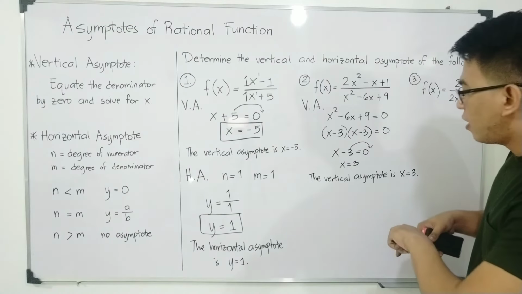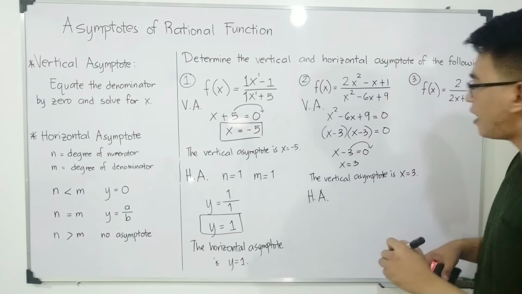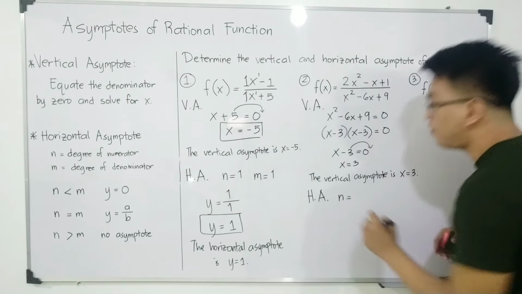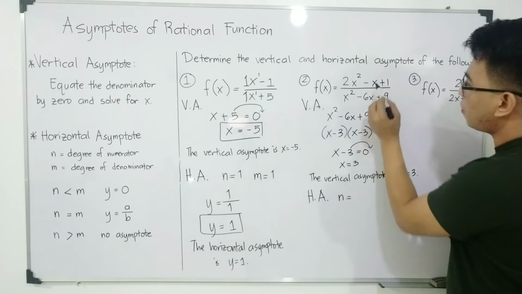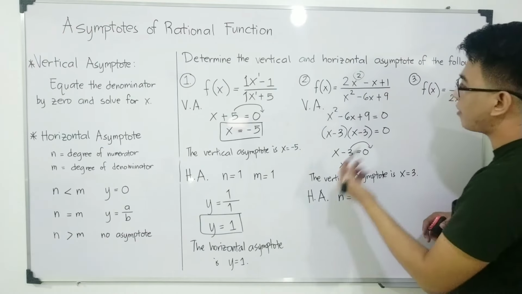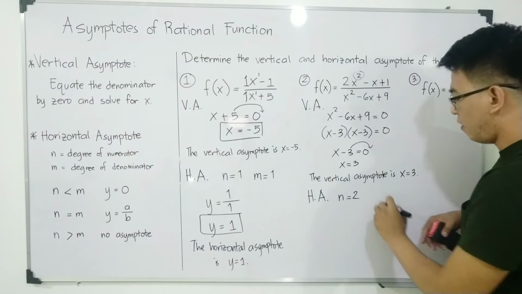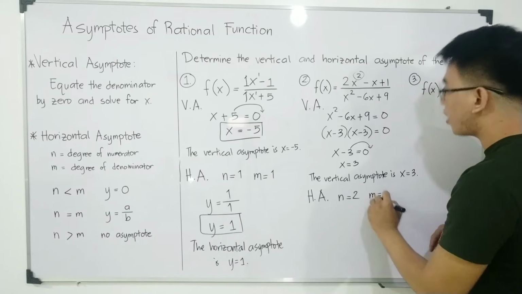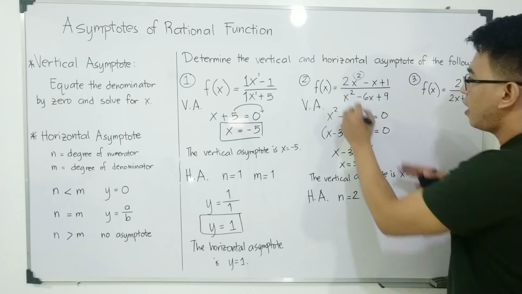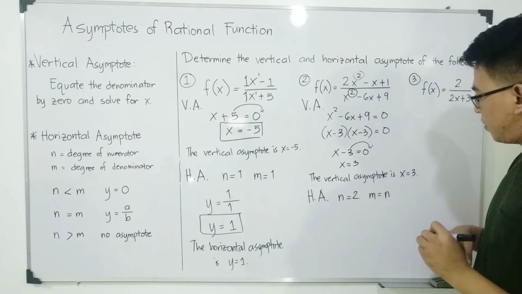For the horizontal asymptote naman, kaya natin makuha, kunin muna natin yung value ng n, o yung the degree of your numerator. Again, degree. So focusing on this one, the highest exponent is 2. Ibig sabihin, the degree of the polynomial is 2, your n is equal to 2, and for the degree of your denominator, x squared minus 6x plus 9, the highest exponent is 2. Okay, guys?